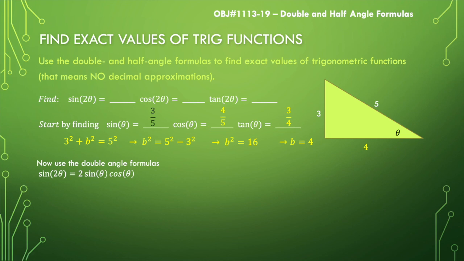Okay, so let's go ahead and do that. So what we have here is 2 times 3 over 5 times 4 over 5. So now I'm just going to multiply numerator times numerator times numerator and place that over denominator, which here is 1, times denominator times denominator. So we should end up with the sine of 2 theta equaling 2 times 3 times 4 is 24, and 1 times 5 times 5 is 25. 24 over 25. That wasn't too bad. Let's try cosine of 2 theta.